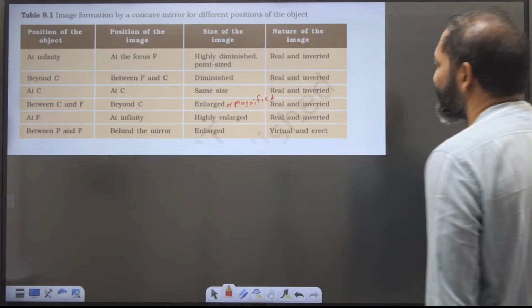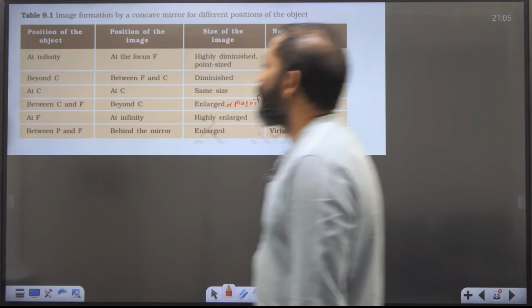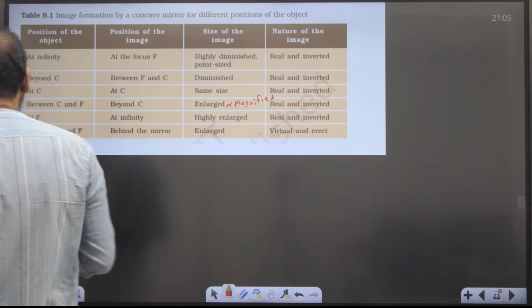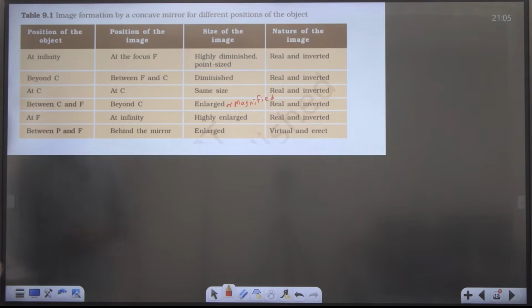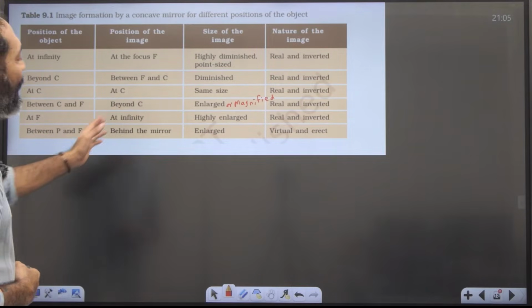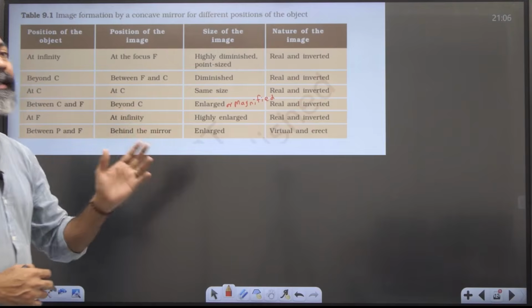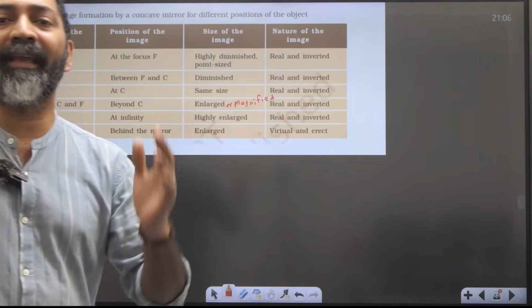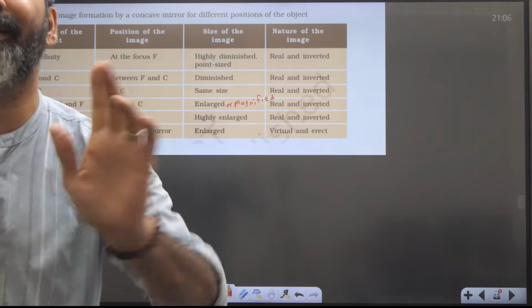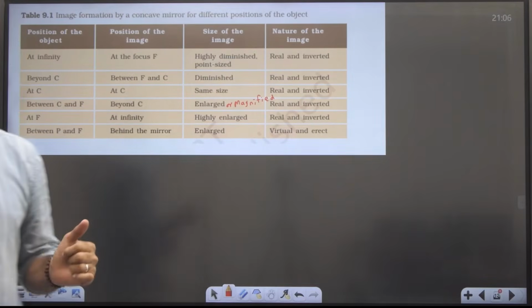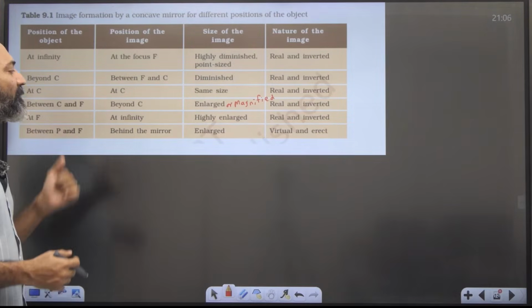Now let's see the last case. Position of object between pole and principal focus. What is the position of the image? Behind the mirror. See, concave mirror forms image behind the mirror only under one condition, when object is placed between pole and principal focus.